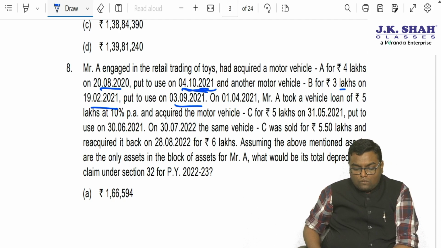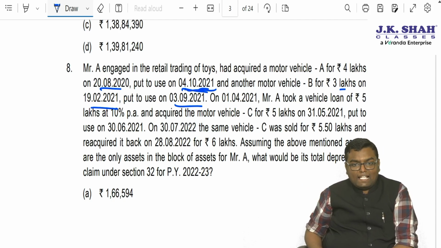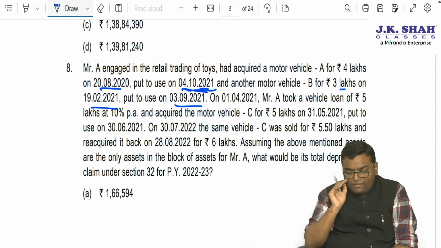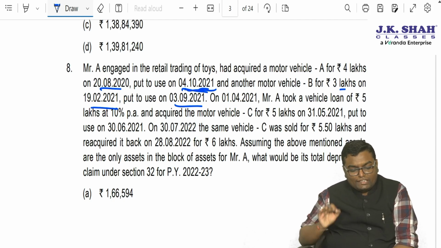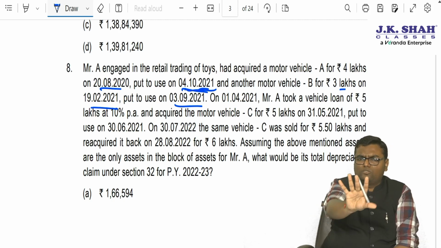On 1st April 2021, Mr. A took a vehicle loan of rupees 5 lakh at the rate of 10% per annum and acquired the motor vehicle for rupees 5 lakh on 31st May 21, put to use on 30th June 21. Now, what is one special point covered over here that is relevant to CA intern?